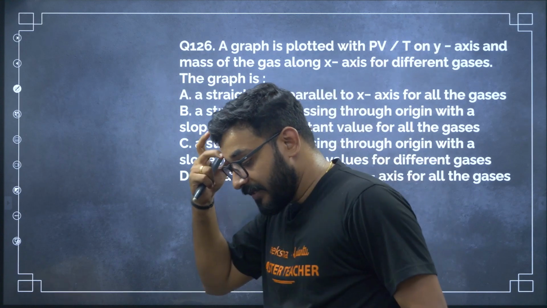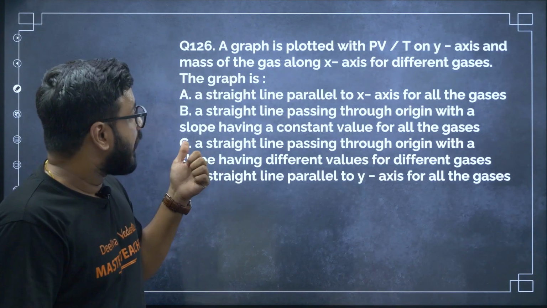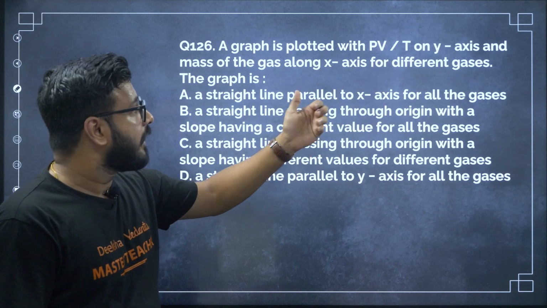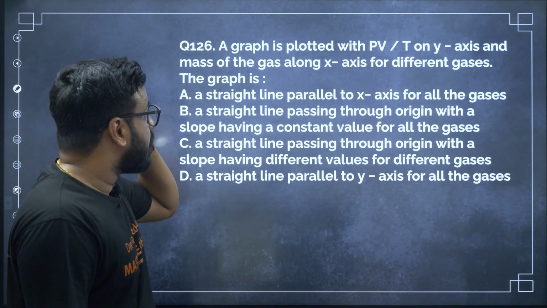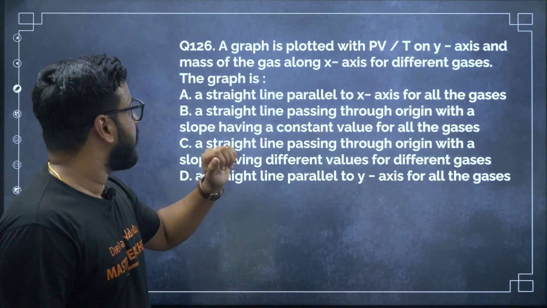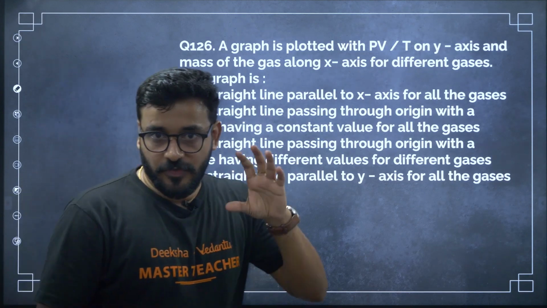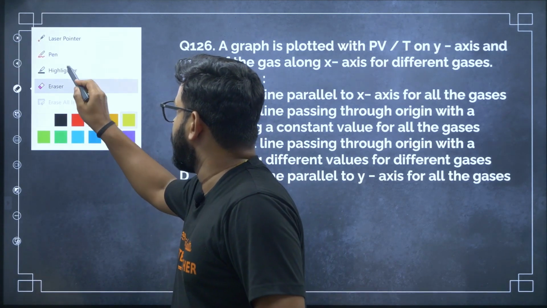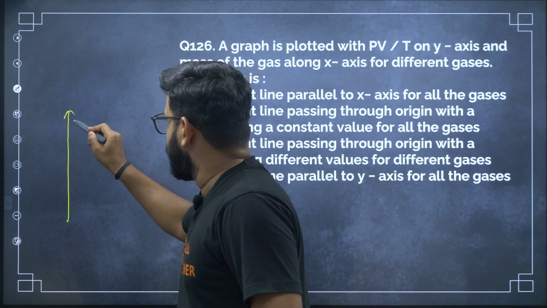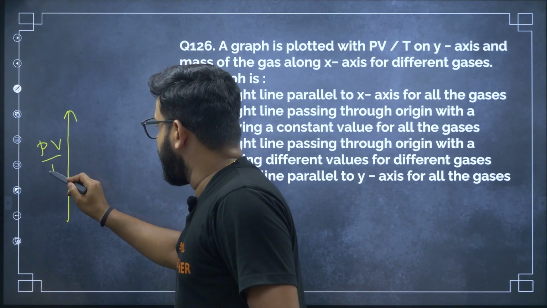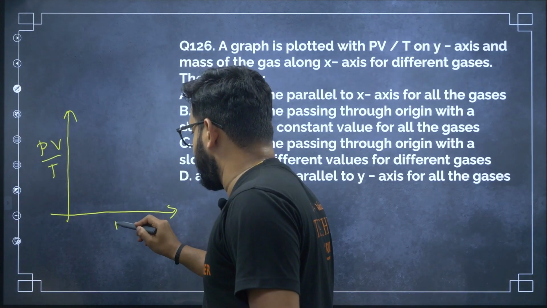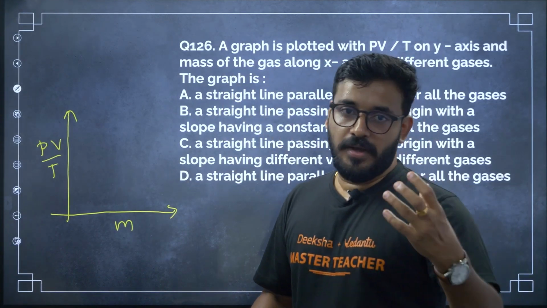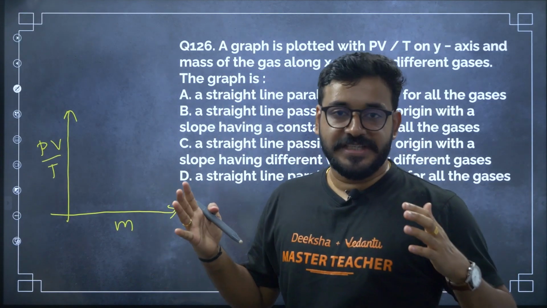Once again, it's a theory-based question. So this question is: a graph is plotted with PV by T on the y-axis and mass of the gas along the x-axis for different gases. First of all, understand, we have a graph in which you have PV by T as the y-axis and given mass as the x-axis. Now you have to understand what is the relation between PV by T and mass so that we understand what the graph's nature is going to be.